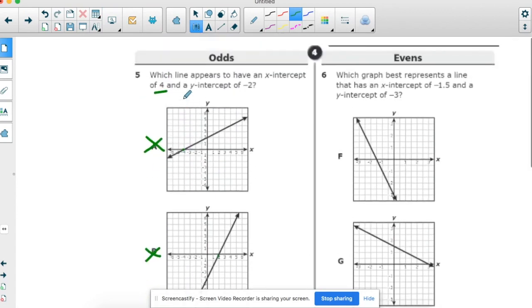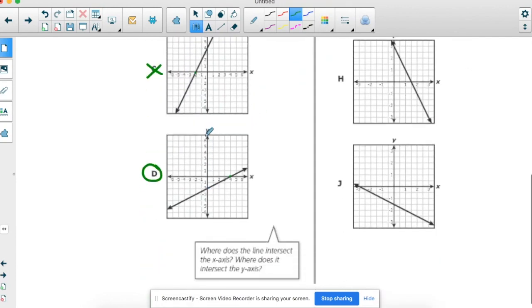The other thing we need to double check is y-intercept of a -2. So when I go back to letter D and I look at where it crosses the y-axis, here it is at -2.